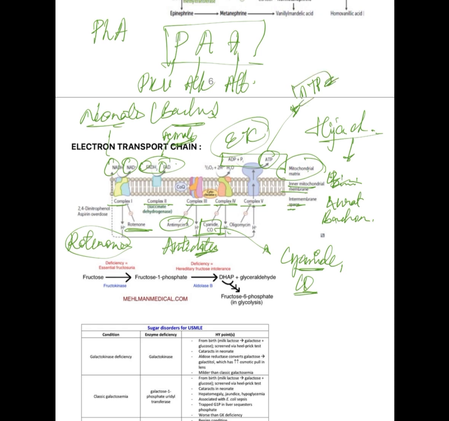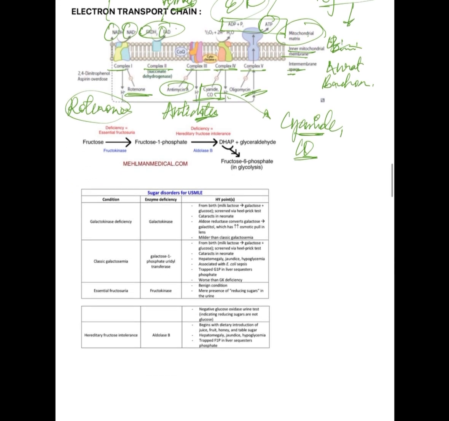Our men finally become the heroes. Complex 5 inhibitor, you will have to remember, is oligomycin. This is a small story which can be made to remember your ETC inhibitors and complexes. Okay. And then there are important sugar disorders which you will have to remember.